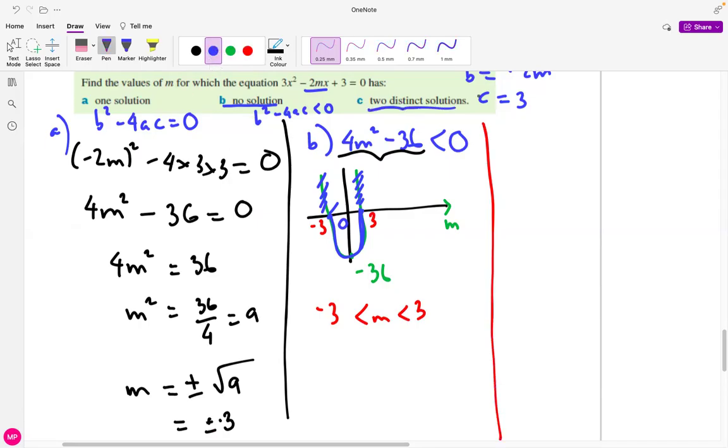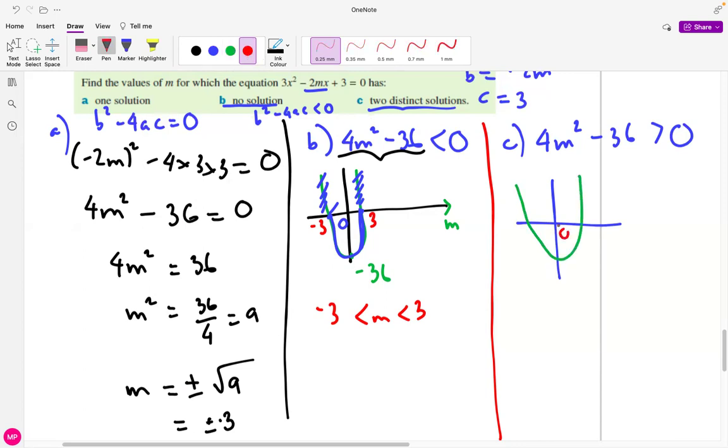And similarly, if you want two solutions, you do 4n squared minus 36. Now this is bigger than 0 instead. And we do the same thing. To make it bigger than 0, we're going to look at the region that is above 0. So above 0 is this region and this region. We don't want this, we don't want this. So this one here, and we can see, copy it over, negative 3 and 3. So the solution for this one will be n: anything that is less than negative 3 or anything that is bigger than 3. That will give you the true solution for F.